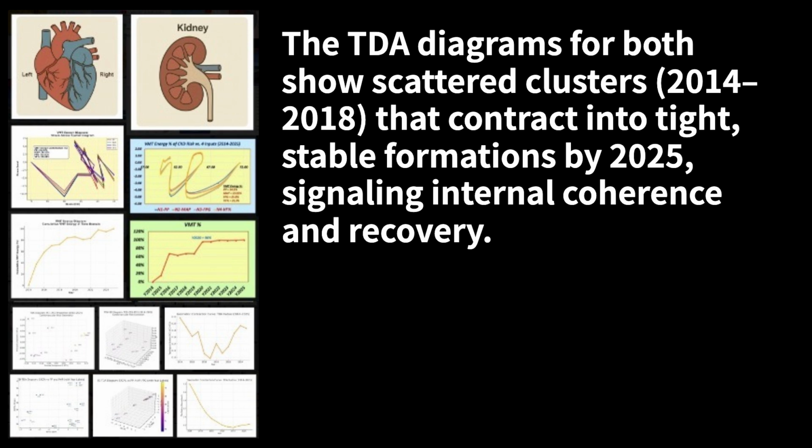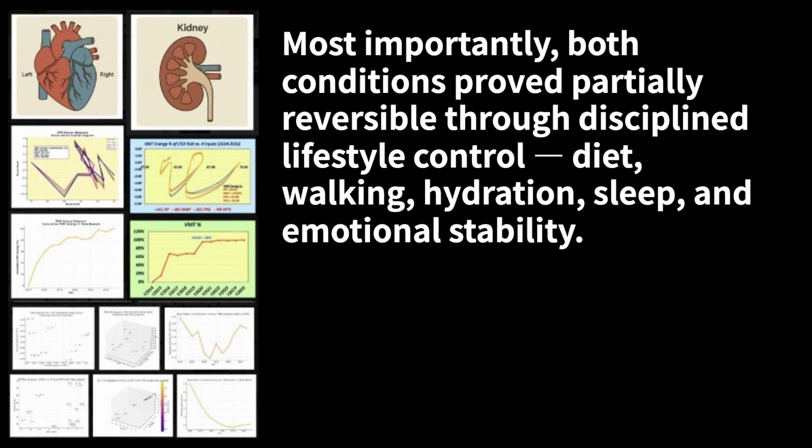The TDA diagrams for both show scattered clusters, from 2014 to 2018, that contract into tight, stable formations by 2025, signaling internal coherence and recovery. Most importantly, both conditions proved partially reversible through disciplined lifestyle control: diet, walking, hydration, sleep, and emotional stability.